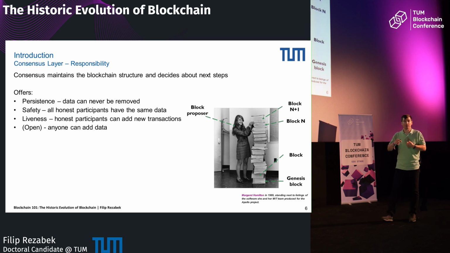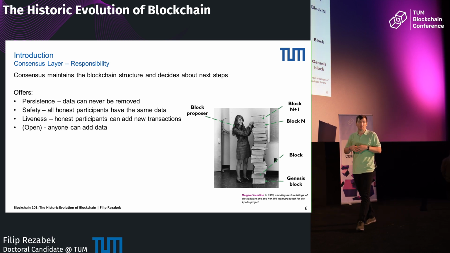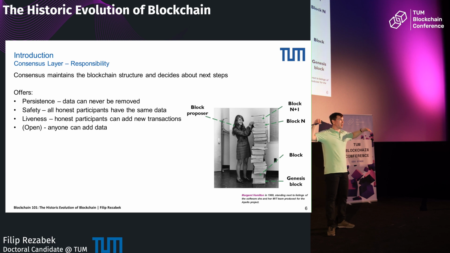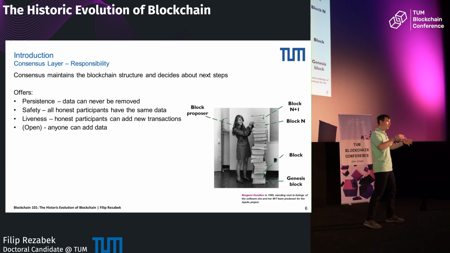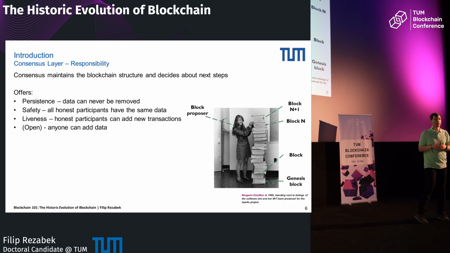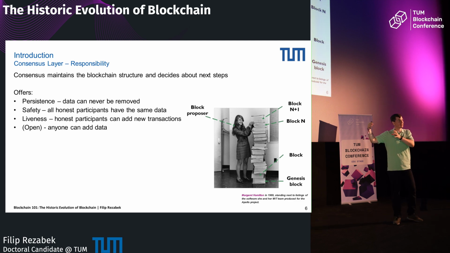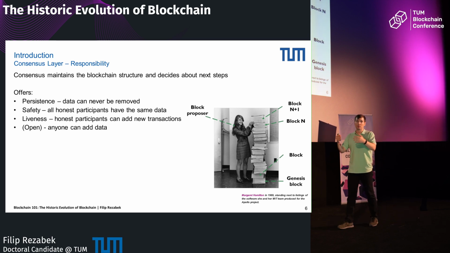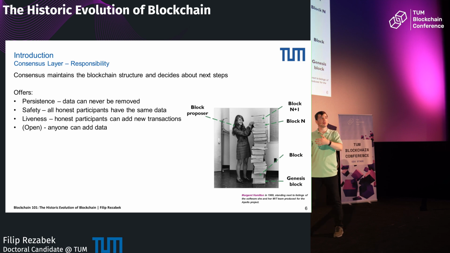When it comes to the more formalized properties of consensus mechanisms, we are interested in persistence, meaning that the data can never be removed, which is the append-only aspect of the blockchain as well. Safety, meaning all honest participants have the same data. If someone had different information about the ledger, it would be a problem, because they would be working with different information and wouldn't be able to interact with the system. And lastly, liveness. Every system has certain assumptions on how many honest parties there are, either 50%, 2/3, and so on, and it's always important that the honest parties that want to interact with the system are given the opportunity to do so.